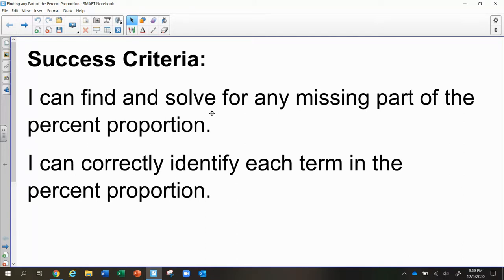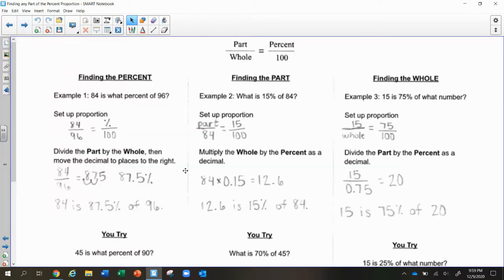I can find and solve for any missing part of the percent proportion, and I can correctly identify each term in the percent proportion. So this was your first page of the notes on the Pear Deck. And what this showed was finding the percent, which is this part of the proportion up here, finding the part, which is what we've been doing, and finding the whole, which is the denominator over here.